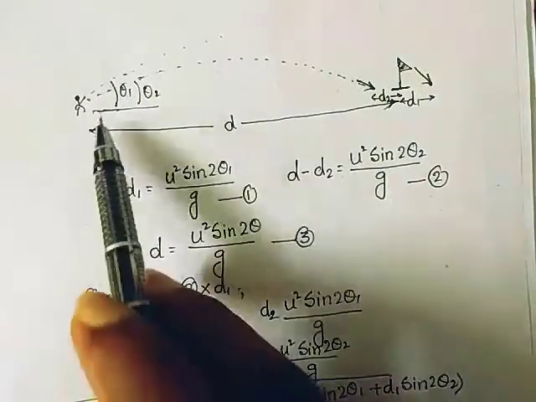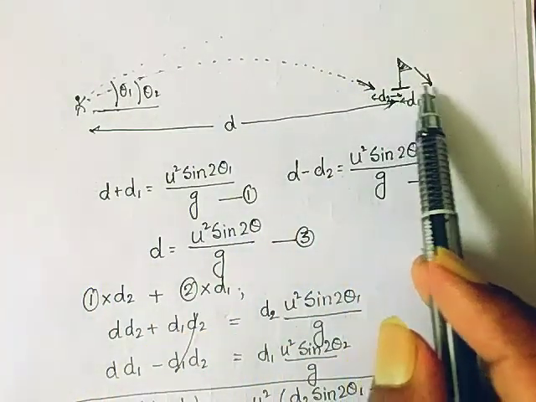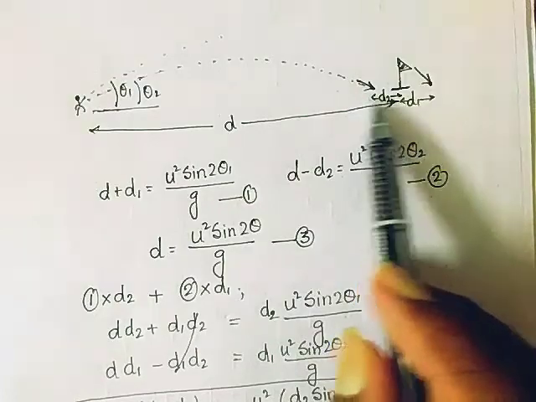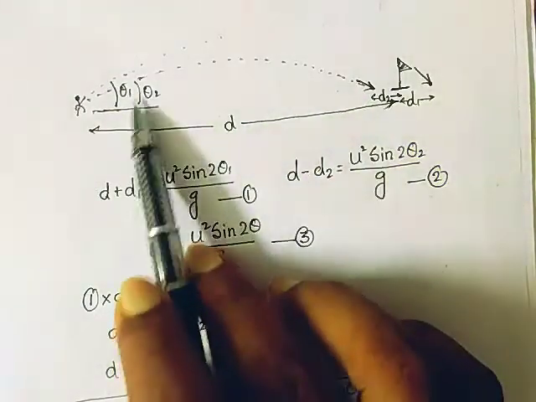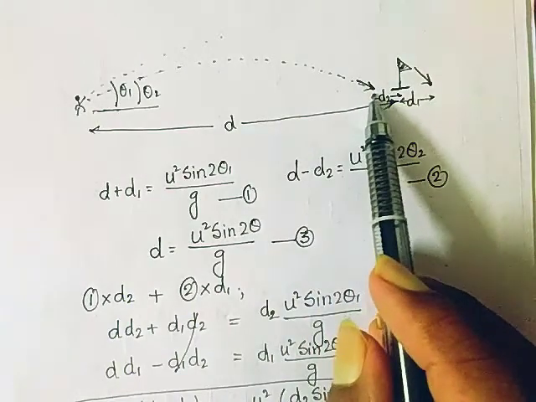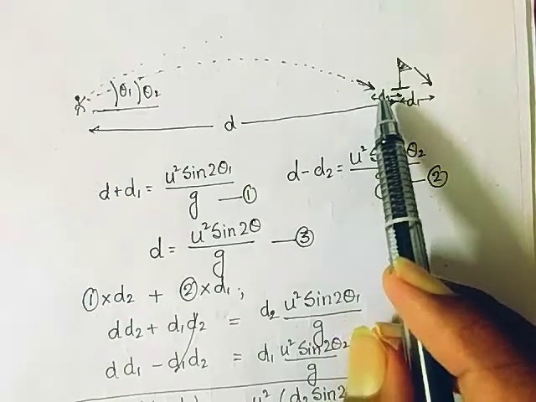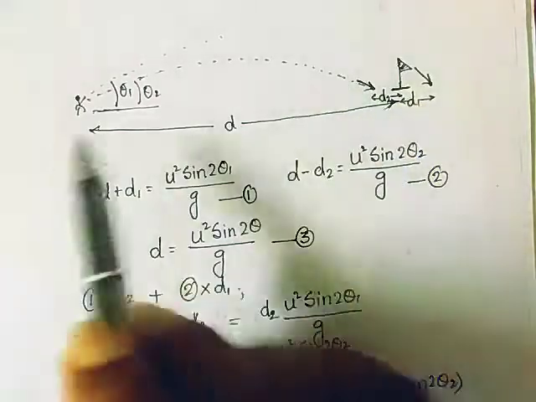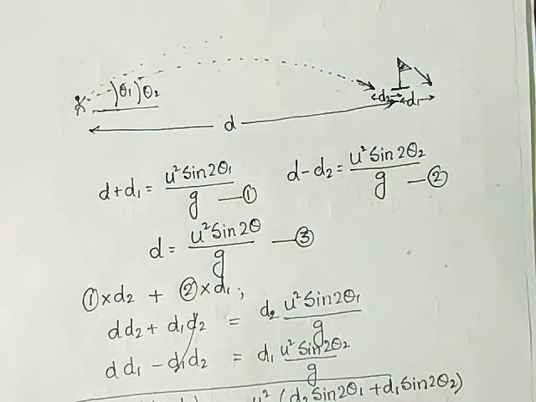So at first he misses the target, it falls short by d1, then he misses the target again when throwing at the angle theta 2, it is d2. It has to cross d2 so that it can reach the target. But if I throw at the angle theta that we have calculated now, then it can reach the target.